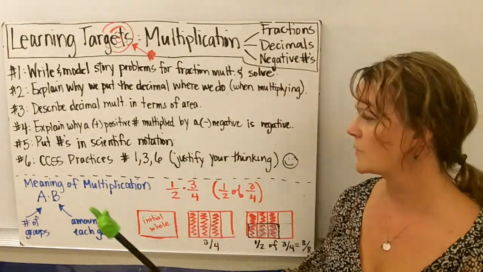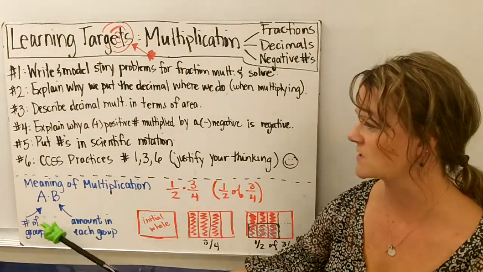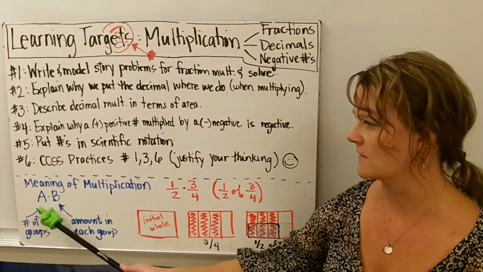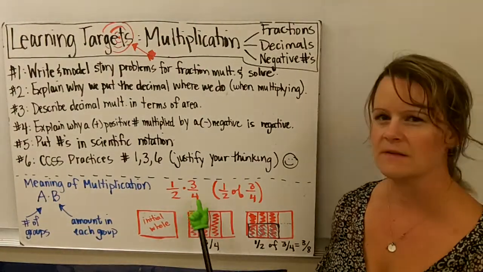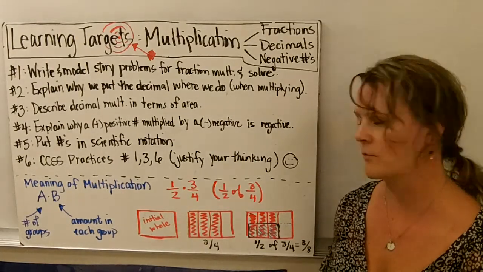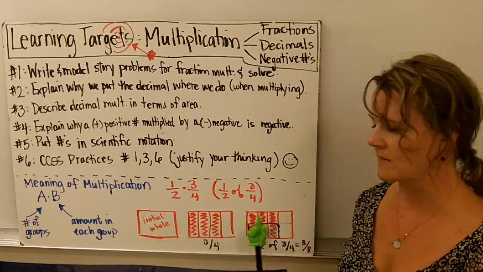So let's start with the meaning of multiplication. Remember that when we talk about the meaning of multiplication, we're talking about A times B, where A is the number of groups and B is the amount in each group. So if you look at this example of 1/2 times 3/4, I like to think of that as 1/2 of 3/4, then I can model it this way.